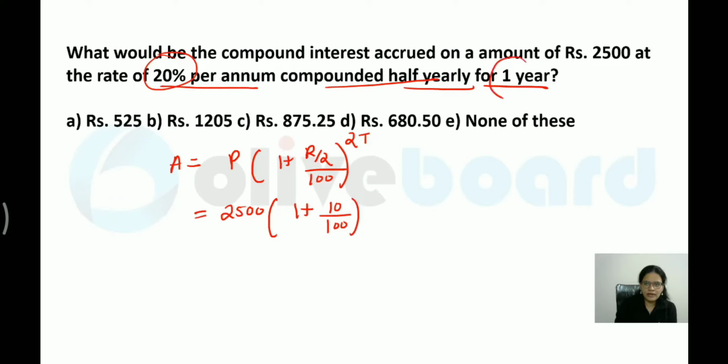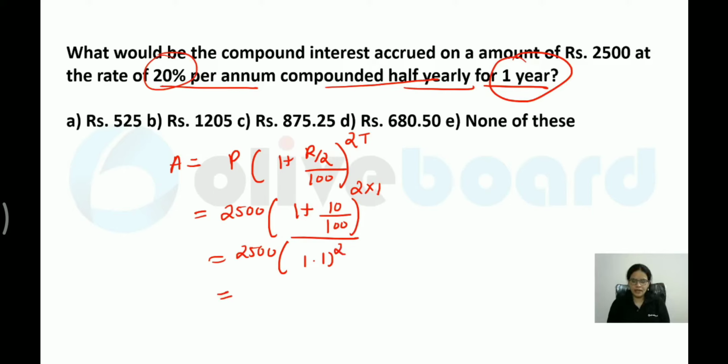And how many years are there? 2. So 2 into 1. So my value would be 2,500 into, you can calculate this. This is 1.1 square over here. So this will give you your answer in this case. I hope all of you are getting it. You can check what value you are getting over here. So what would be the value? 3025. You can check, I think 3025 would be the number over here.